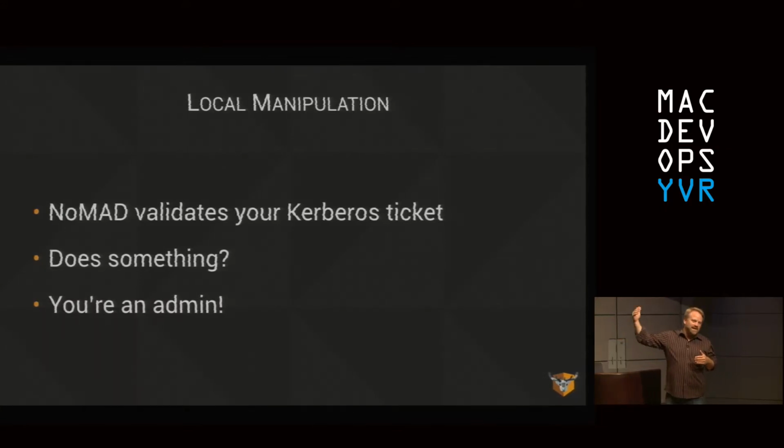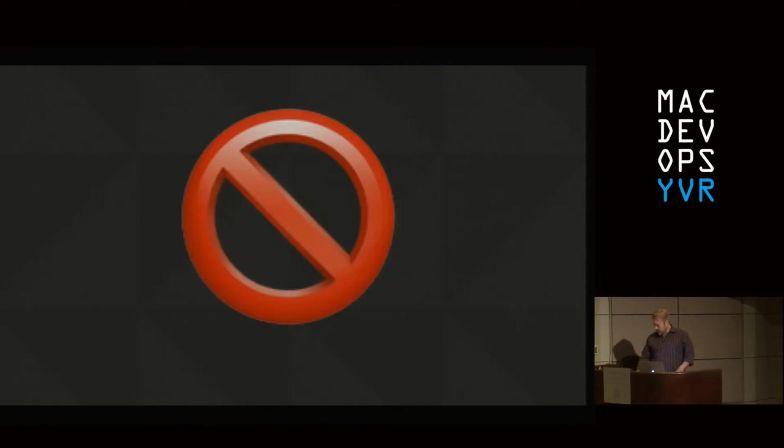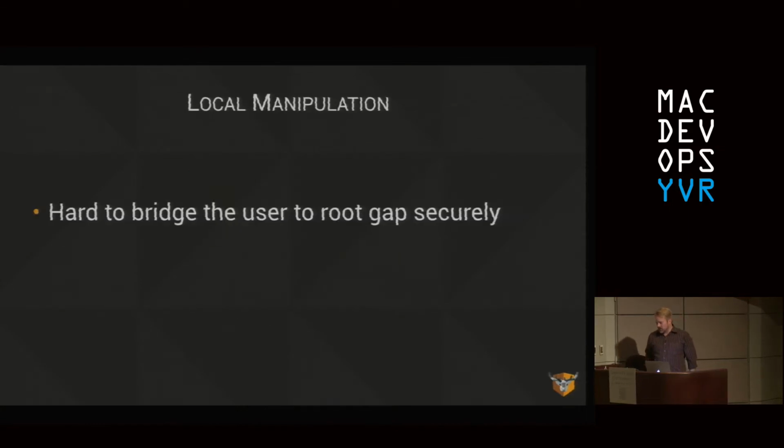If we could trust AD, then if AD told us something, we'd have a root level agent already running on the device, and NoMAD would talk to that through some XPC, and it could be some cool stuff. Well, the problem we've run into is it doesn't really work very well. You really need a lot more privilege separation when you're going to be doing local manipulation. We thought for a long time about how to bridge that user to root gap securely. And on the local system, we couldn't come up with anything.